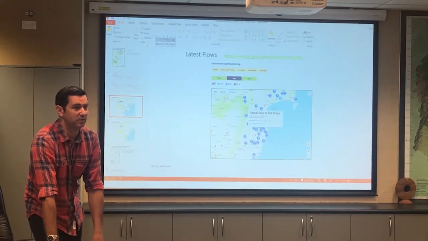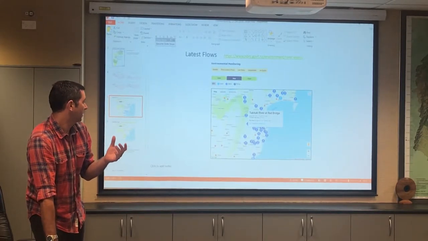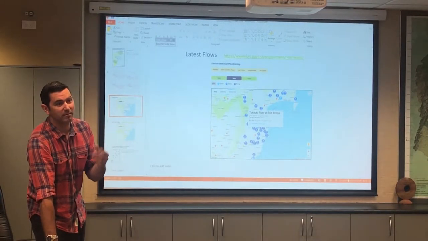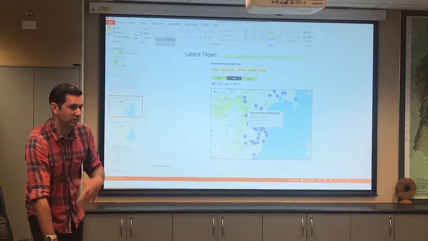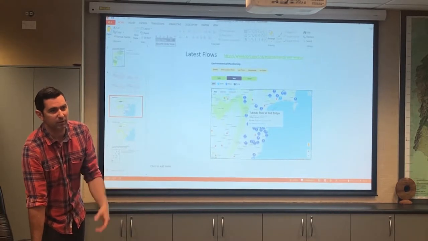Trying to give a quick snapshot so you can get an idea. If everything's pointing up, you have pretty good chances of rain going on. It's just to help describe what's going on very quickly.